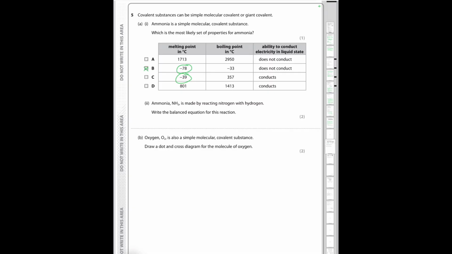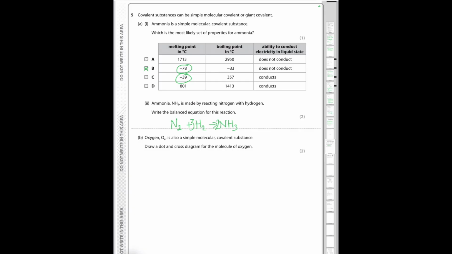Then ammonia, NH3, is made by reacting nitrogen and hydrogen. Write a balanced equation for this reaction. So we know that ammonia, we've been told, is being produced. And if ammonia is being produced and we're starting off with nitrogen, nitrogen gas is N2 and hydrogen gas is H2. So now what we need to do is balance our equation. So if we have two nitrogens on our product side, we need two nitrogens on our reactant side. But now we have six hydrogens on our product side, so we need six hydrogens on our reacting side.